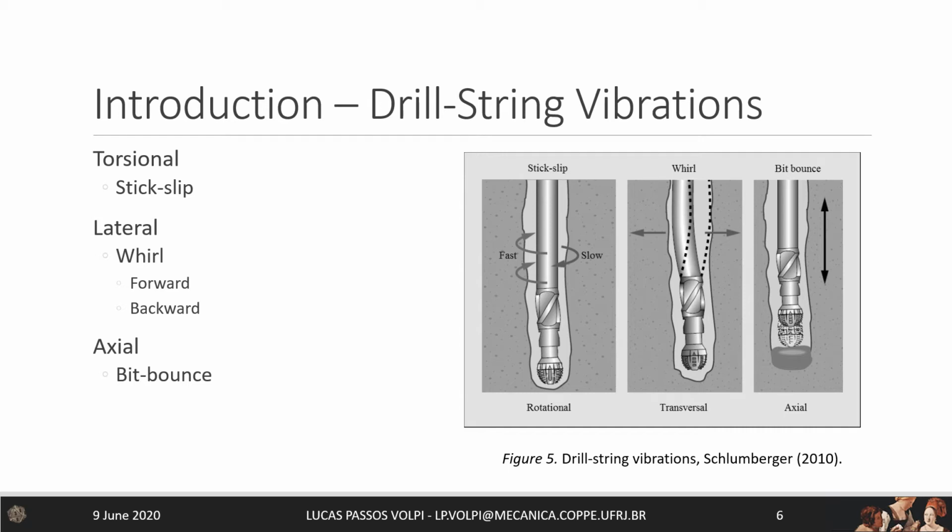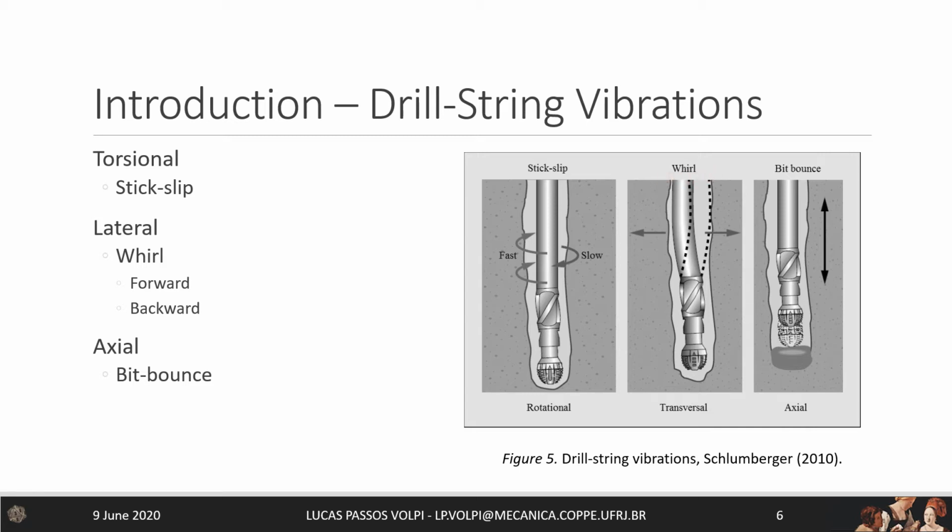There are both harmless and harmful vibrations in drill strings. Harmful vibrations are often referred to by their direction. The critical torsional vibration is the stick-slip. It is a consequence of the bit-rock interaction and is characterized by the stagnation of the bit followed by its abrupt release. Lateral vibrations are classified as forward or backward whirls.